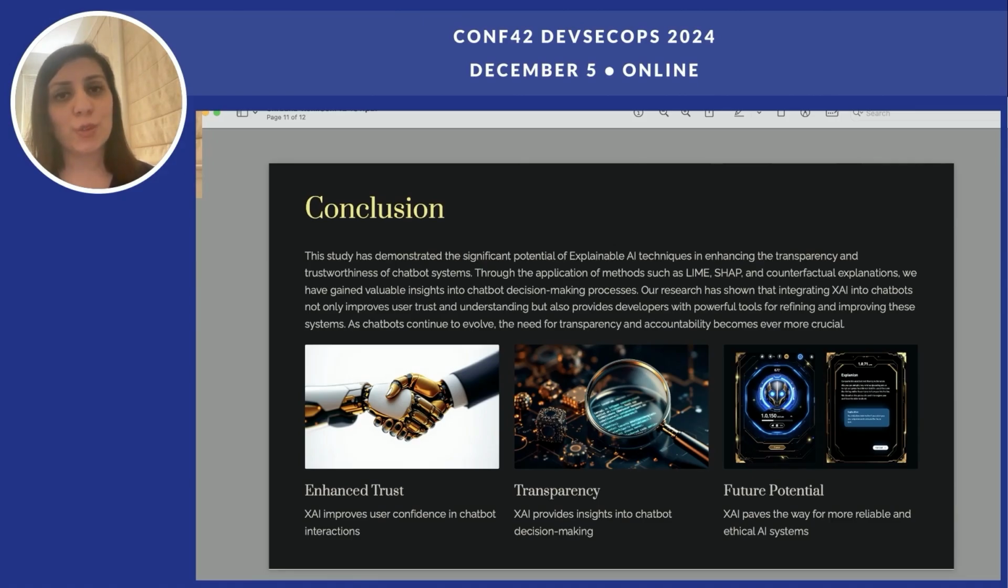As chatbots continue to evolve, the need for transparency and accountability also becomes more crucial, and there is a lot of future potential in this area.